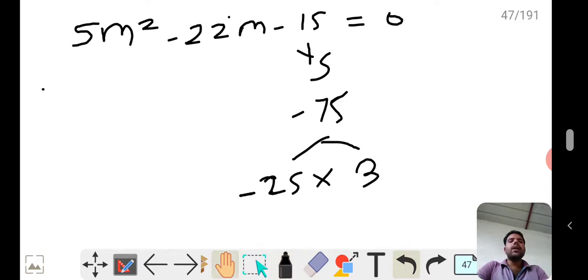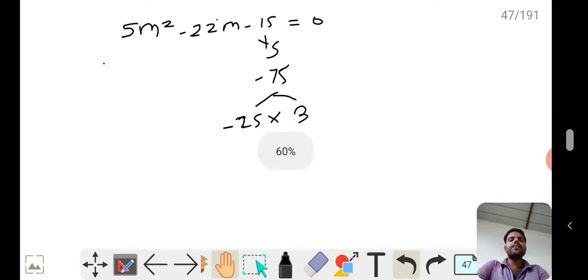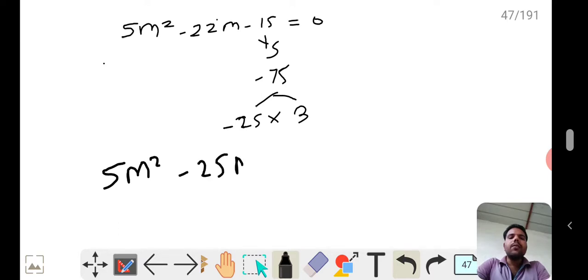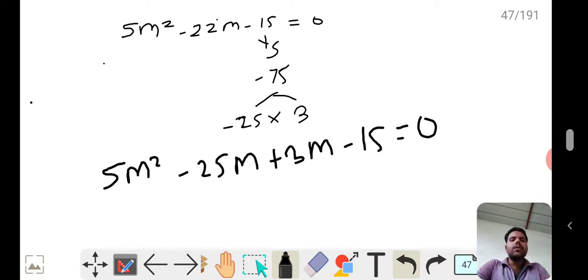So we can write this equation as 5m square minus 25m plus 3m minus 15 is equal to 0. That is, we have the first equation in the ax square plus bx plus c form, and we have reduced it into this form by factorization.